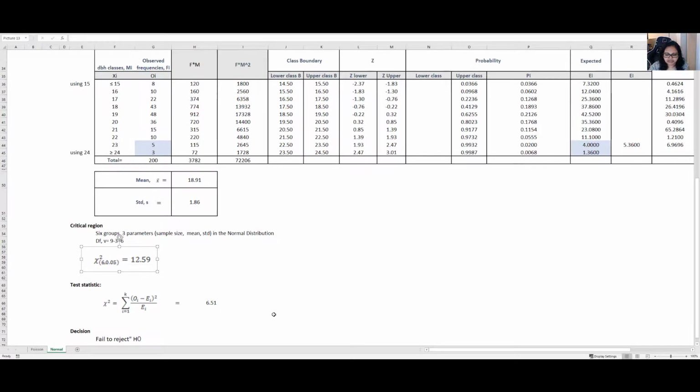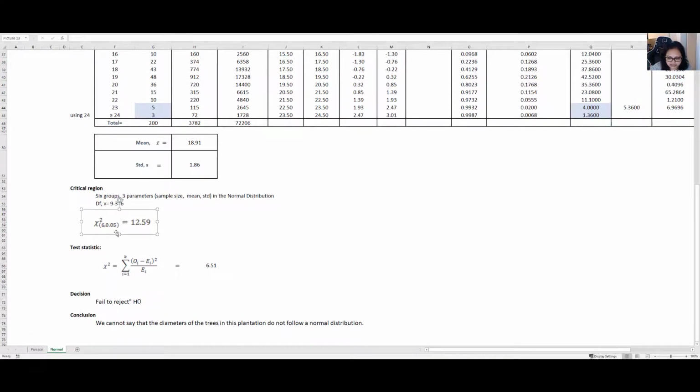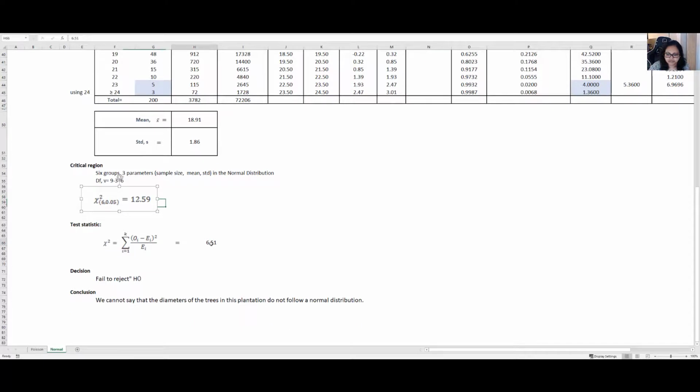So you can see that 6 degrees of freedom, and then if you go to the chi-square table, you will see that that's the chi-square value we have from the table. If you compare them, then you will see that it actually falls within the acceptance region. That means we cannot reject the null hypothesis. Then we cannot say that it doesn't follow. That means actually you can say it follows the normal distribution.